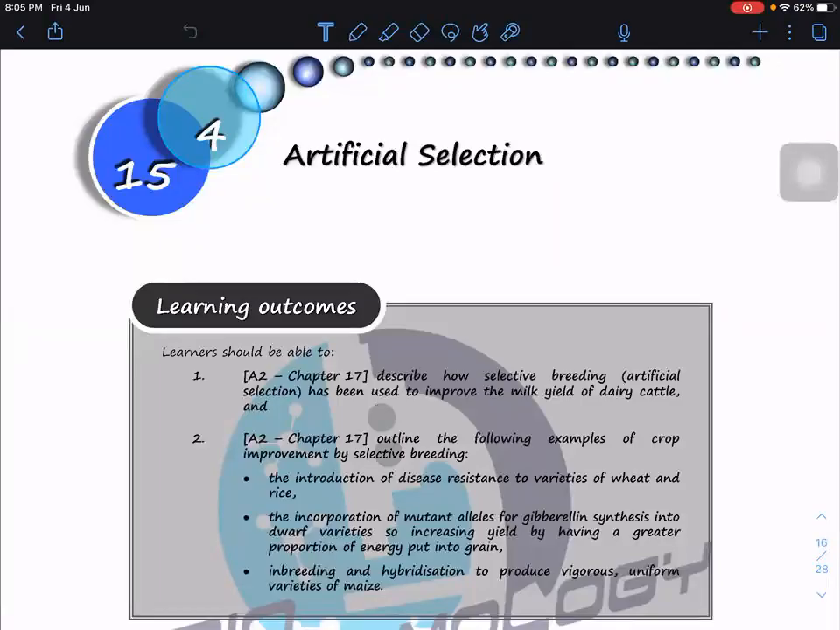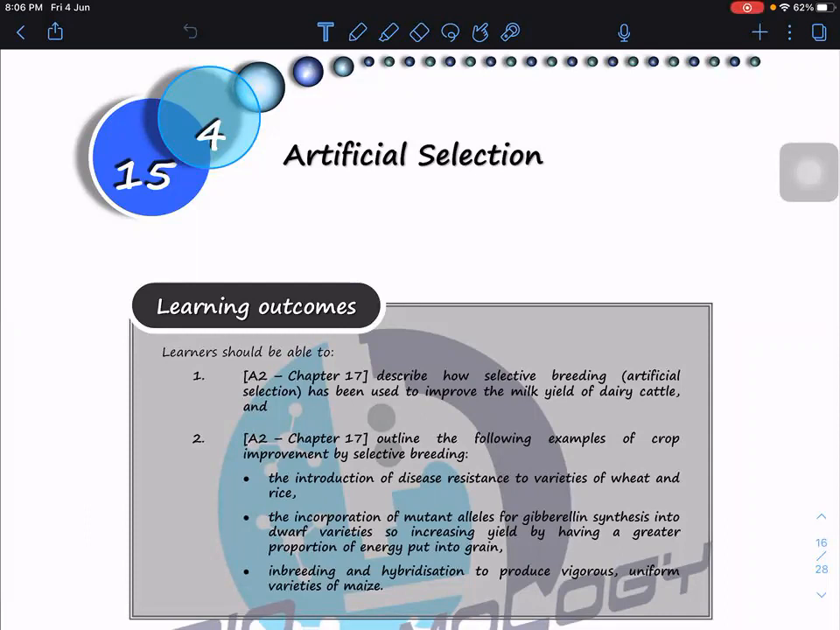Okay, we have done natural selection. So for today, we're going to look at artificial selection. The main difference is that natural selection means the environmental factors determine which variations can survive and which cannot. That is what is meant by natural selection.